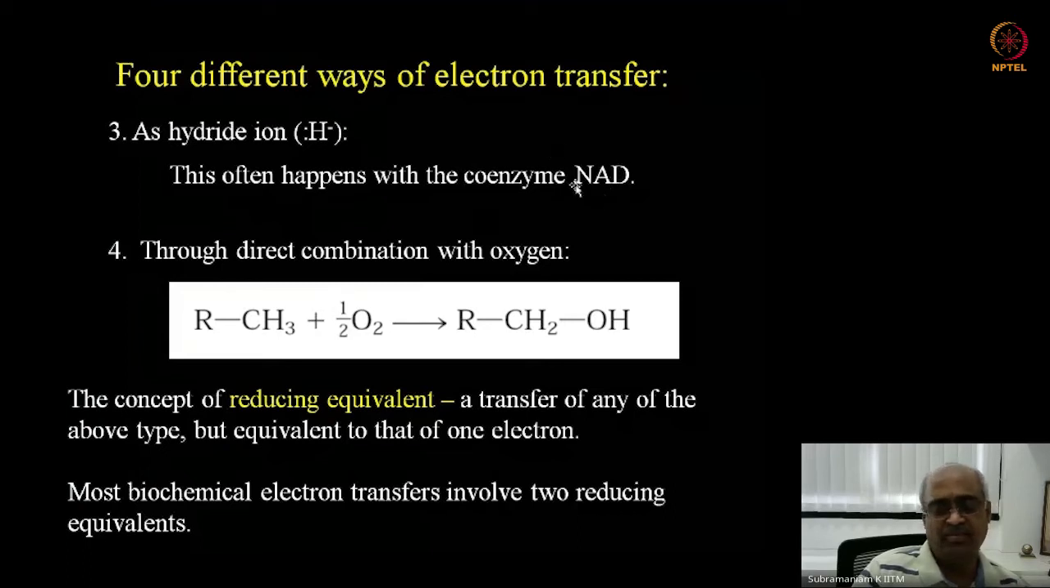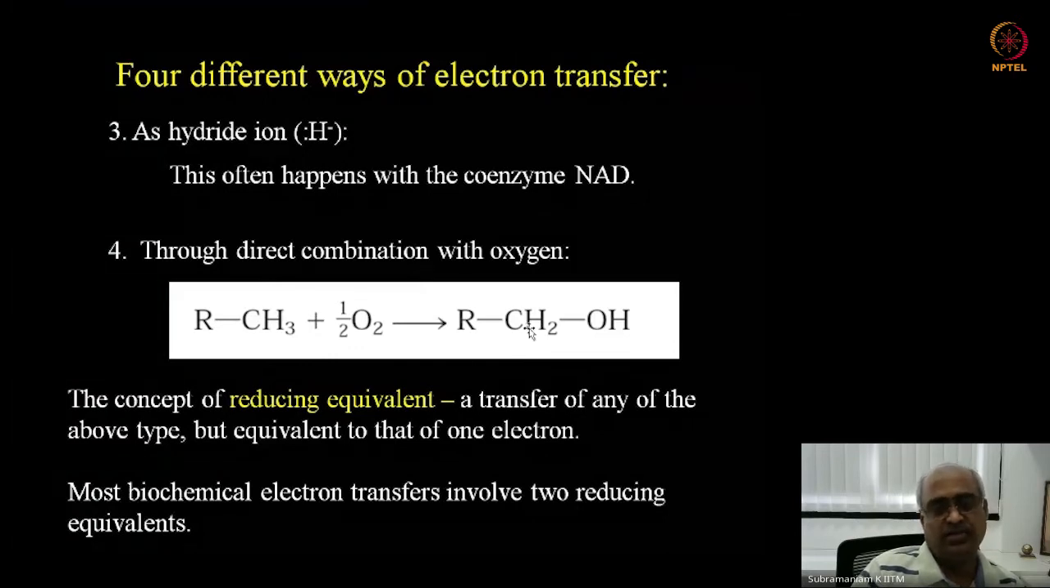We will learn in detail about it a few slides later today itself. And the fourth one is combining with oxygen. Here you don't visibly or formally see an electron coming out and going to another one, the acceptor. Instead, it is a direct combination with oxygen. So this gets hydroxylated: methane becomes methyl hydroxide here.